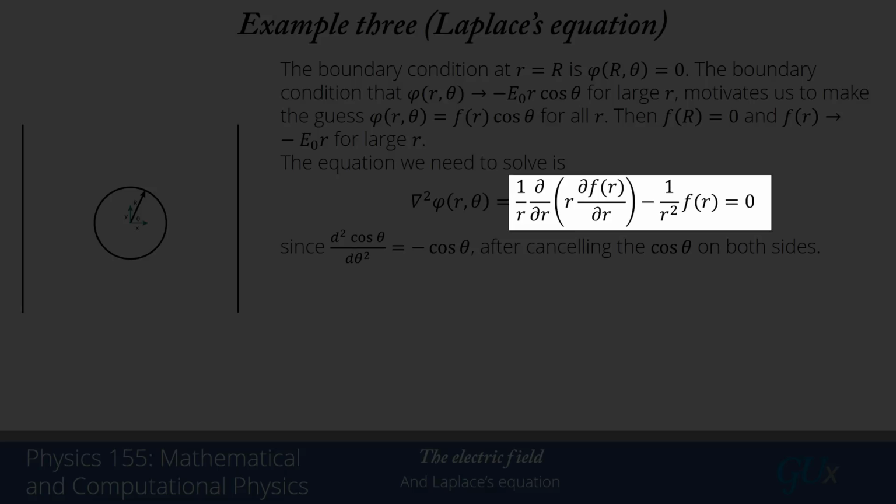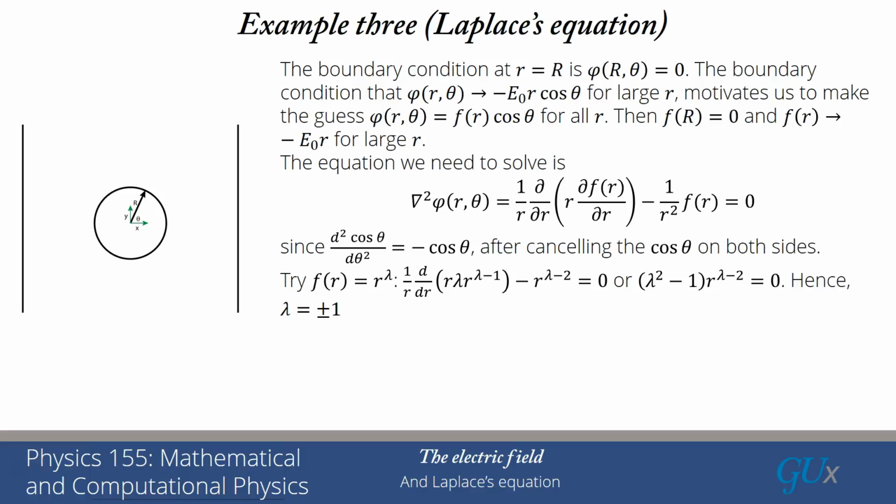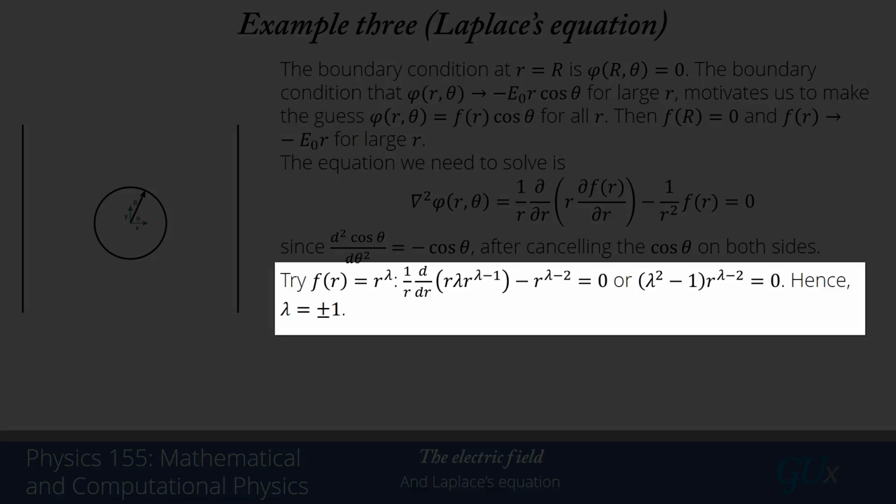Now it still looks kind of formidable. There's lots of derivatives and multiplying by r and other things like that. But let's take a look more closely at exactly what this equation says. So we're going to just make a guess that f of r is equal to some power, r to the lambda. If we do this, we find that inside the first parenthesis, after I take the derivative, I'll get r times lambda r to the lambda minus 1, which is just equal to lambda r to the lambda. And for the second term, I just get minus r to the lambda minus 2.